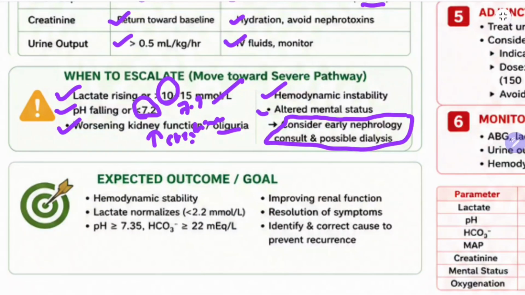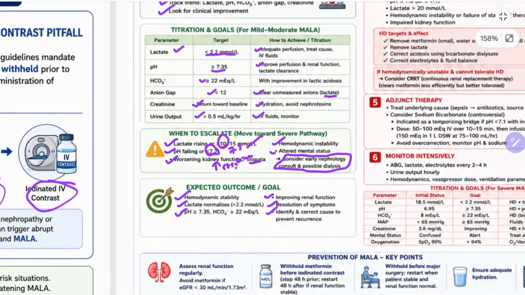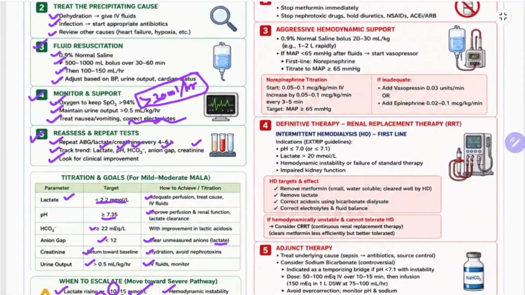Expected outcome or goal is having hemodynamic stability, lactate normalization less than 2.2, pH more than 7.3, bicarbonate more than 22 milliequivalents, improving renal function, resolution of symptoms, and identify and correct the cause to prevent recurrence. Okay, that's about mild to moderate MALA.